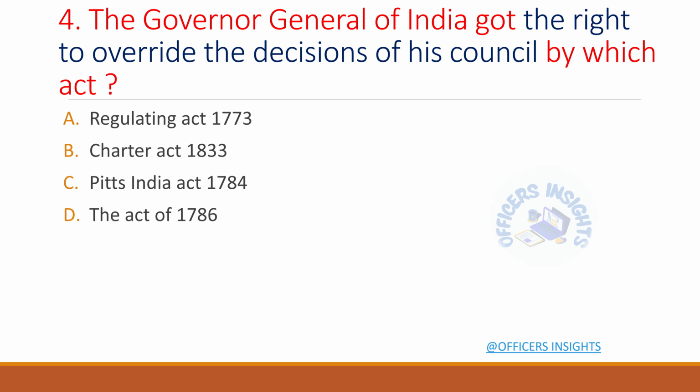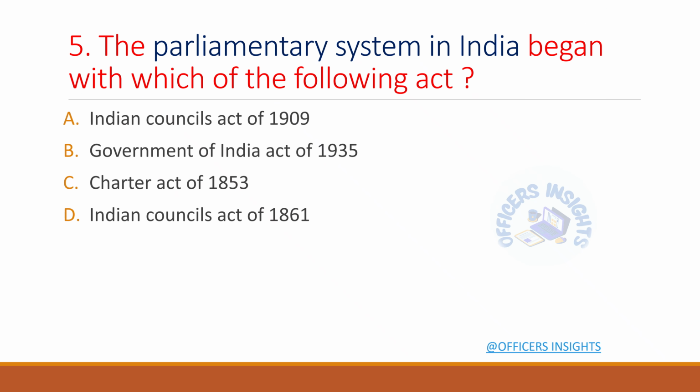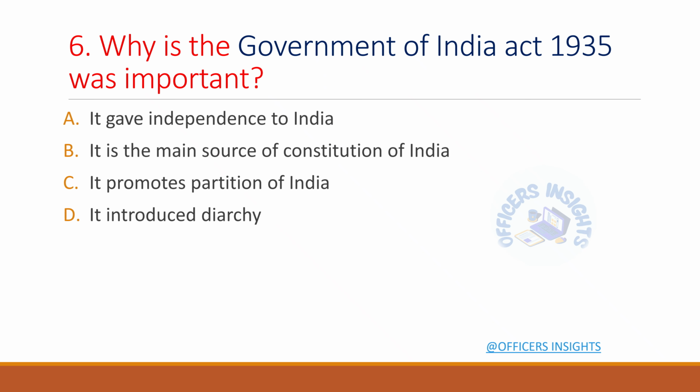The Governor General of India got the right to override the decisions of his council by which act? Correct answer is option D, the Act of 1786. The parliamentary system in India began with which of the following act? Correct answer is option C, Charter Act of 1853.